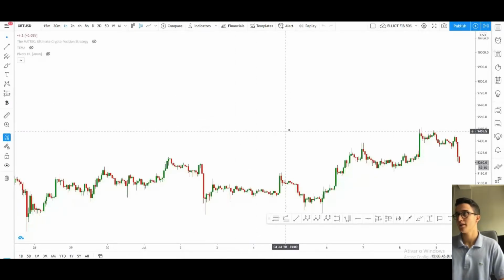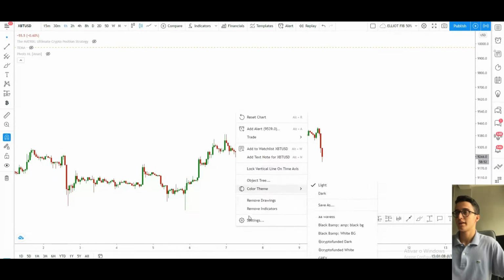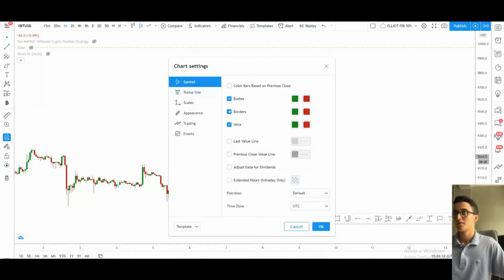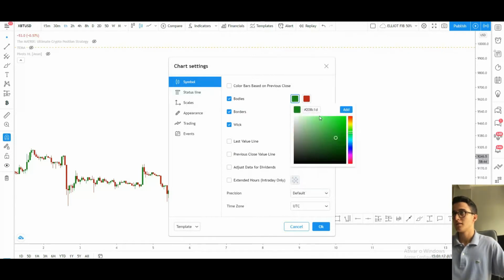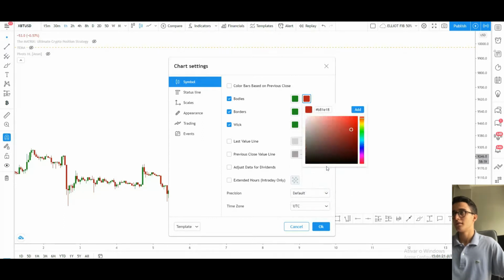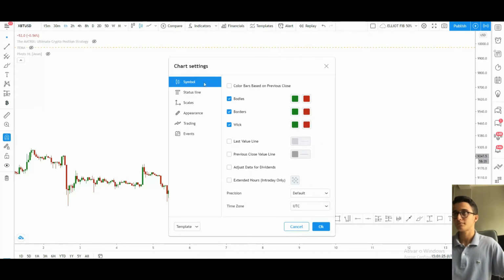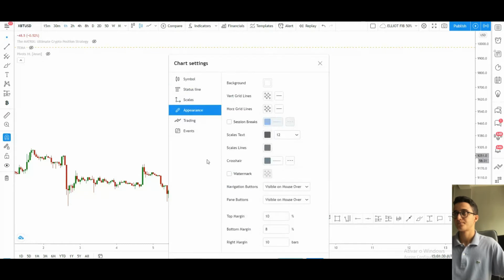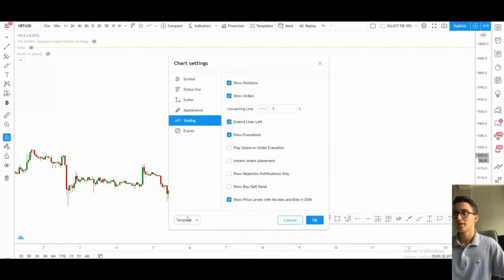Bitcoin is dumping right now, it's no problem. Let's right-click and click on settings. Here you can see the settings of your chart. On the body, I put this color, and on the red candles, the down candles, I use this color. Here are my settings if you want to copy. You can also save them down here under template, save as. Mine are already saved down here.